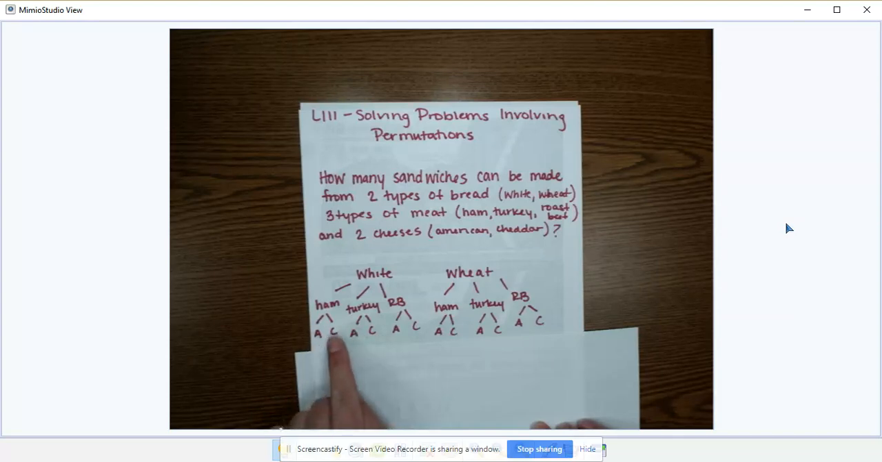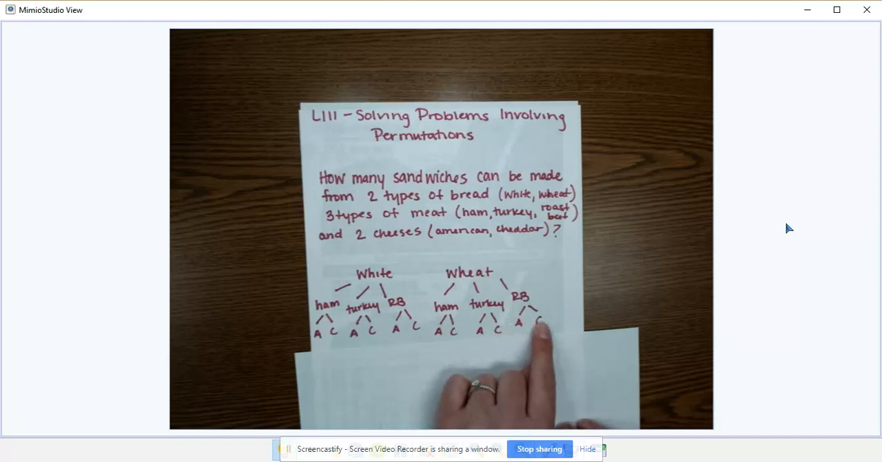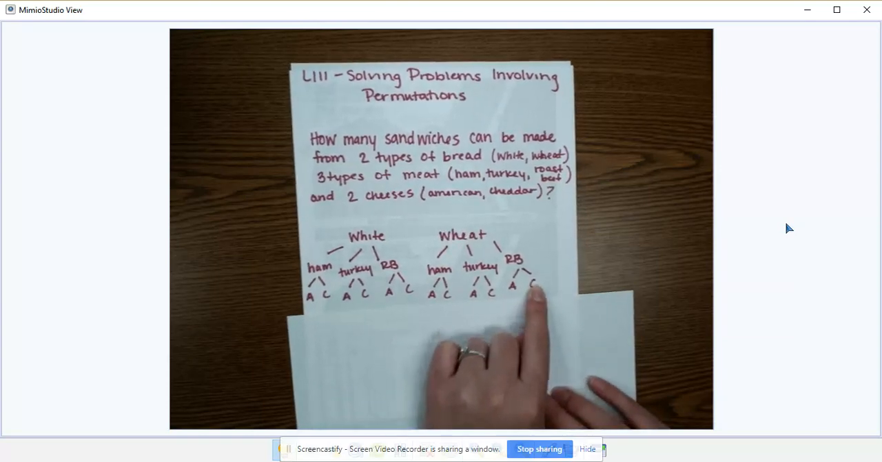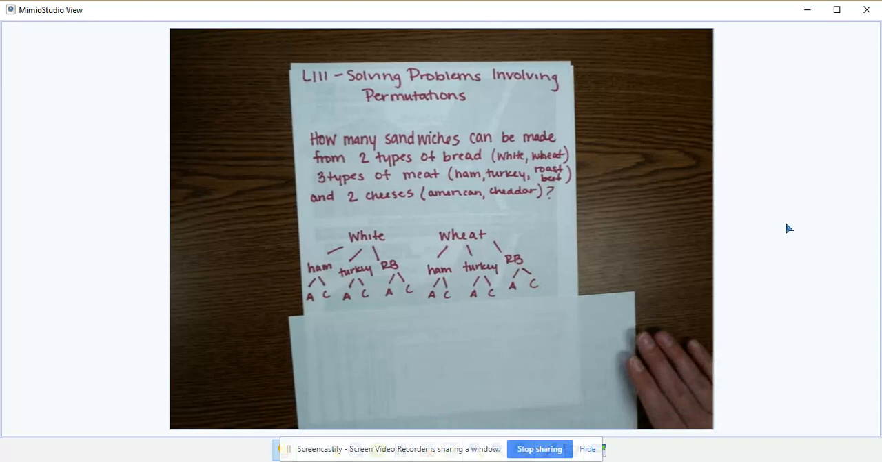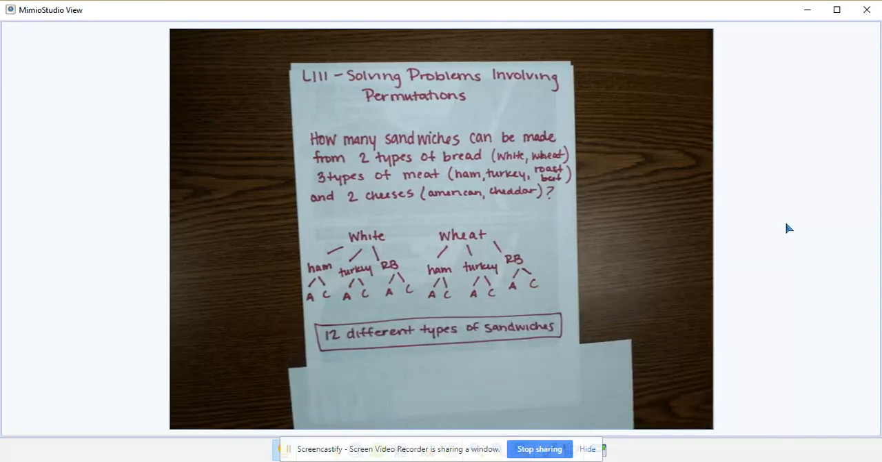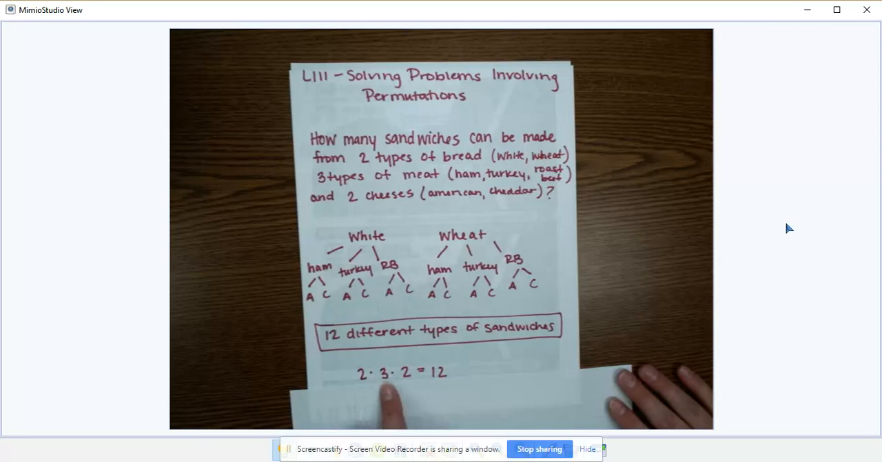So we would have 1, 2, 3, 4, 5, 6, 7, 8, 9, 10, 11, 12 different sandwiches that could be made with our options. Another way to find that out would be to take our 2 types of bread times our 3 types of meat times our 2 cheeses to get our 12 options.